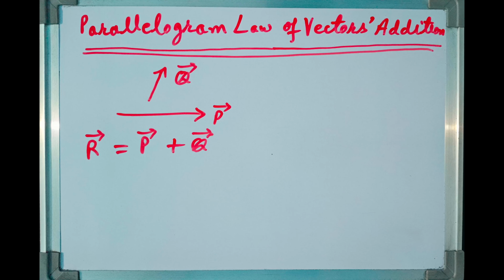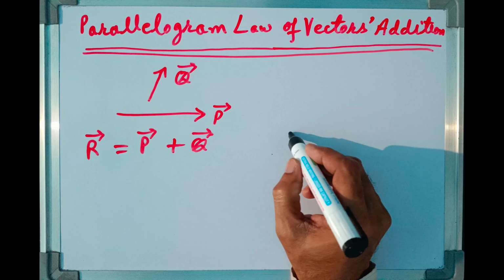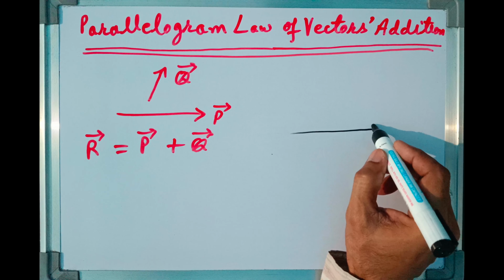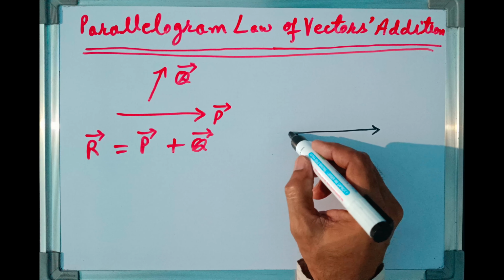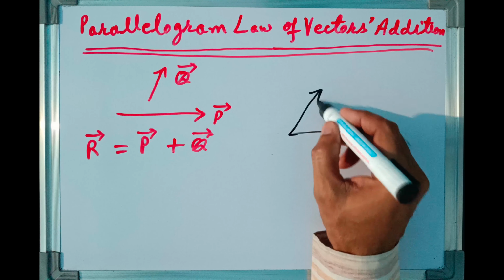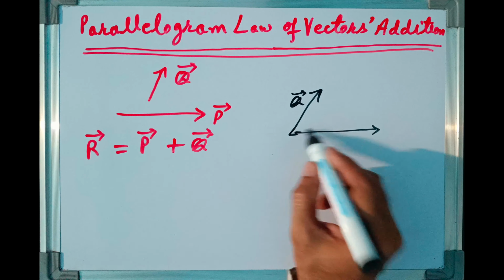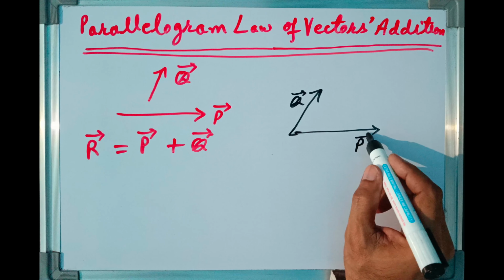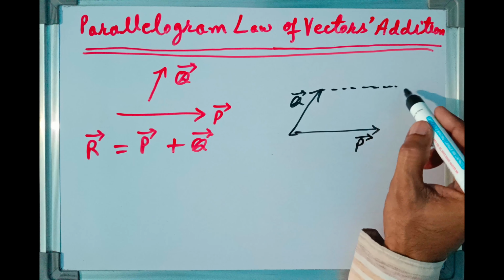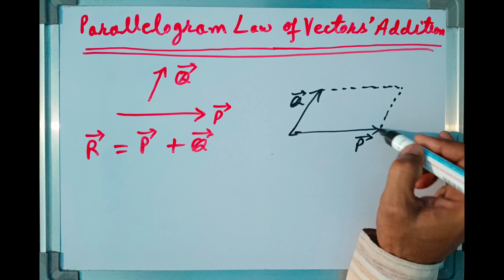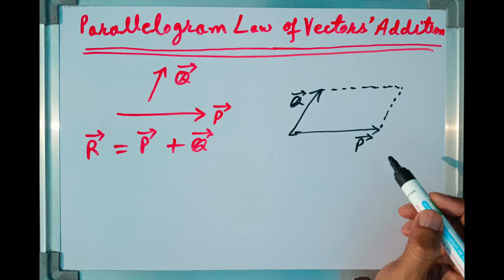The parallelogram law says if we can represent the given vectors by two sides of a parallelogram, this small arrow represents vector Q and this longer one represents vector P. Let me complete a parallelogram by using these two lines. So I have represented two vectors along two sides of a parallelogram.